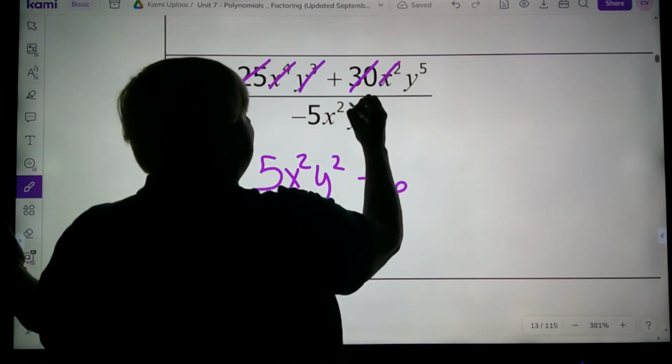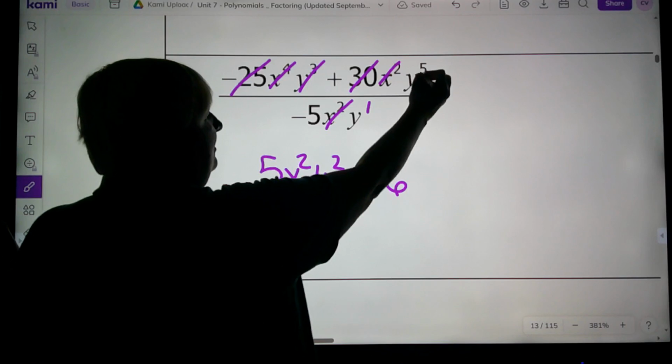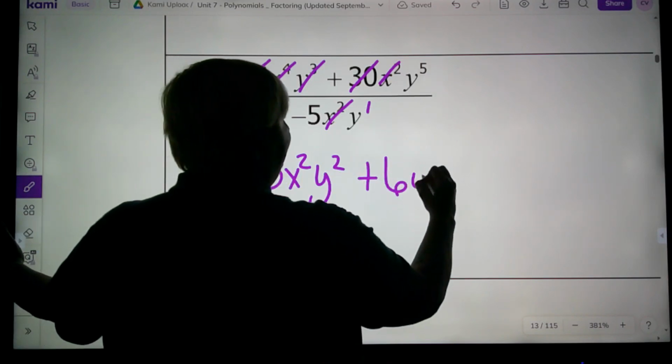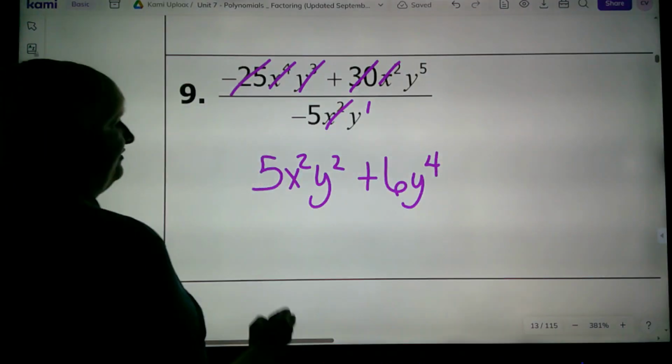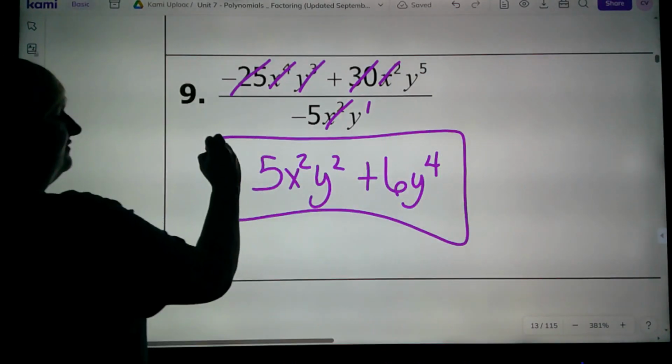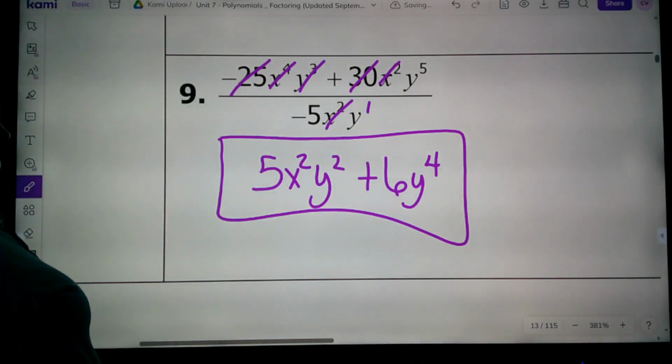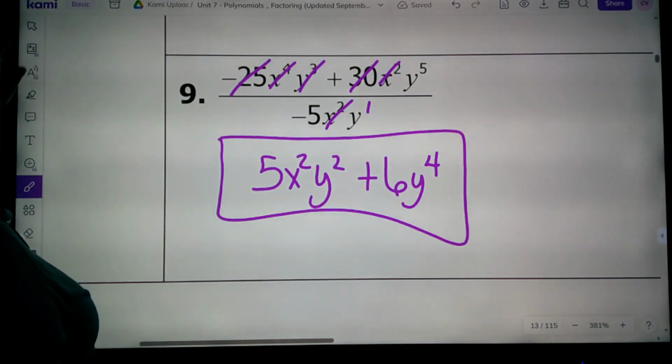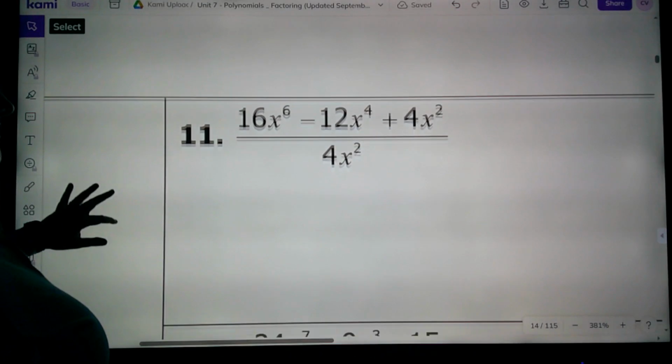X squared, y to the fifth divided by y to the first gives you y to the fourth. One piece at a time. Don't complicate the issue.